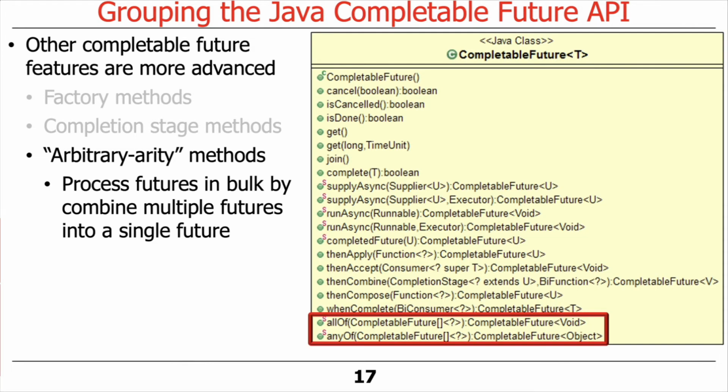These methods can be used to process completable futures in bulk by combining multiple futures into a single future. And so the way this basically works is there's two methods here that are part of the arbitrary-arity method cluster of completable future methods. One is called any_of, which says, here's a bunch of completable futures. Whichever one finishes first, take that result. And the second one is all_of, which says all of these asynchronous computations must finish before the result is going to be triggered. So those are the two examples of arbitrary-arity methods, and they are really, really cool, as you'll see when we get a little further along.